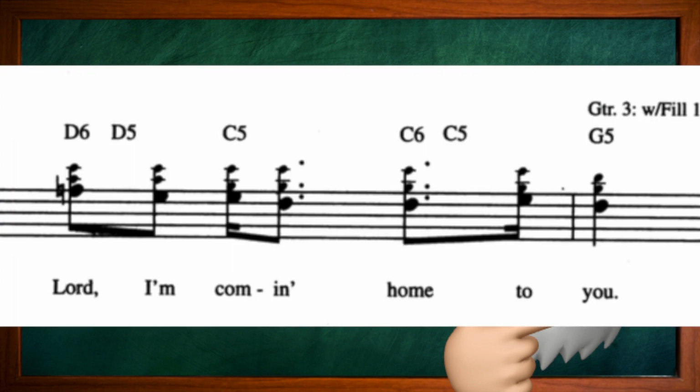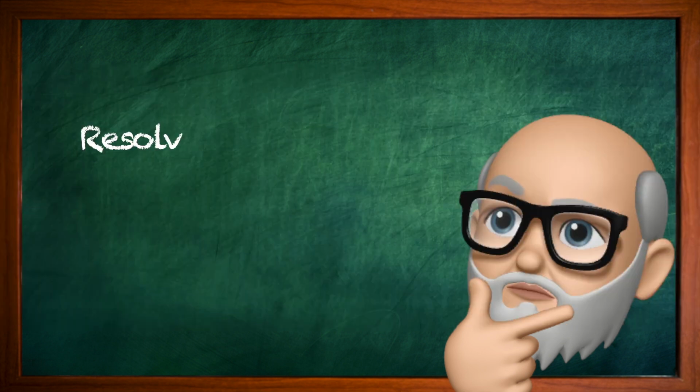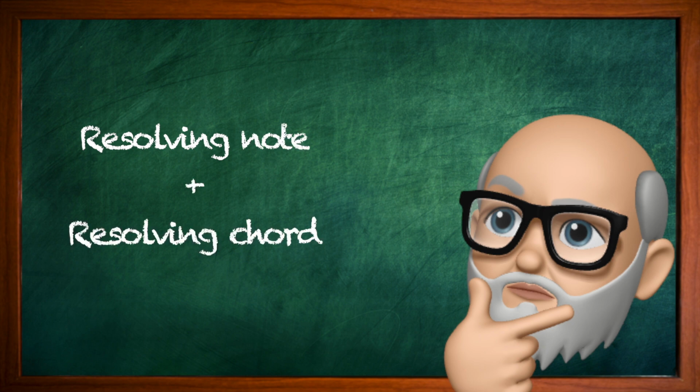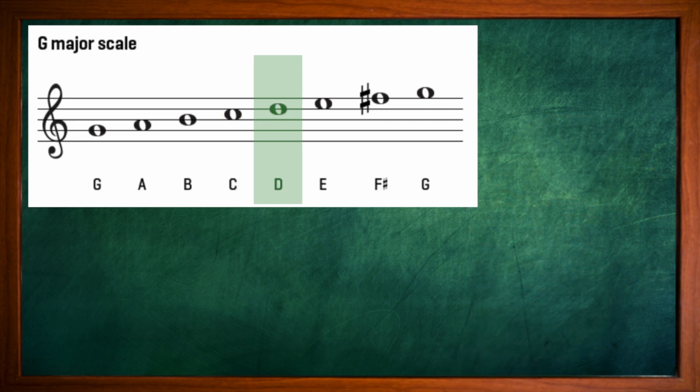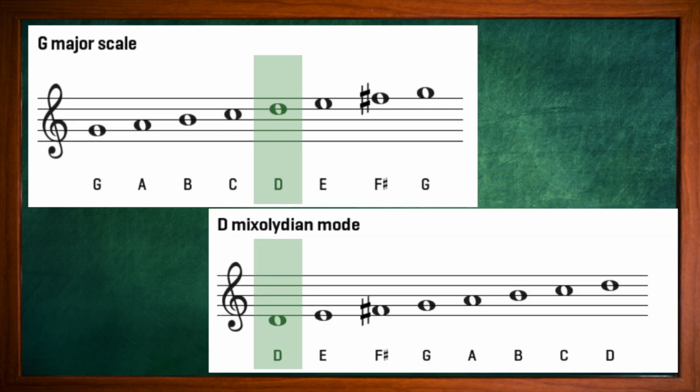Let's hear what the melody would sound like if it ended on G. Doesn't sound quite resolved, does it? Therefore, the resolving or final note on which the melody ends and the final chord are both D, which is the 5th scale degree in the key of G major, otherwise known as the Mixolydian mode.